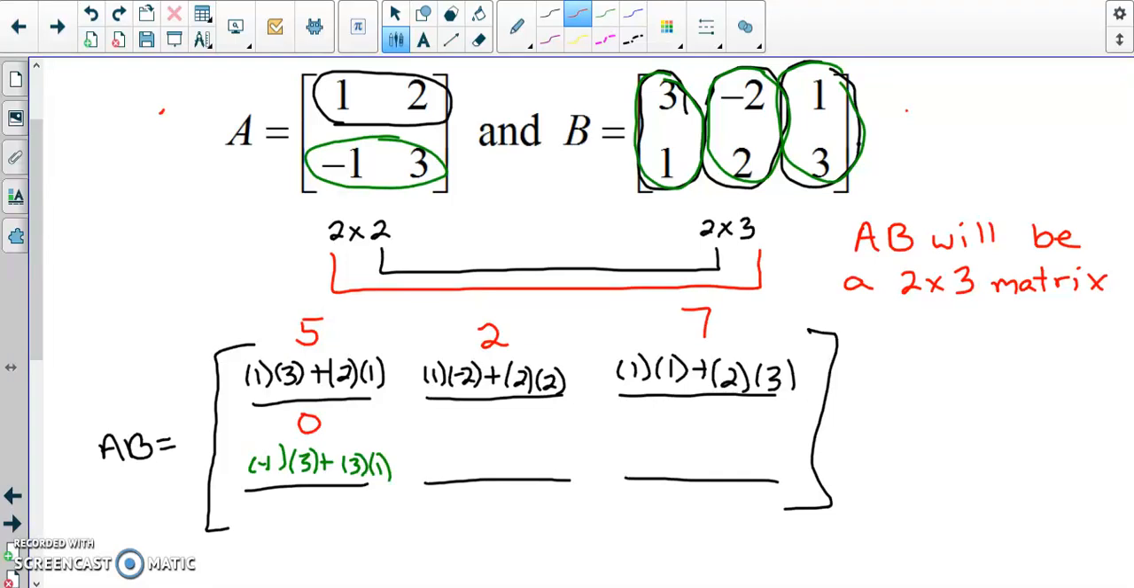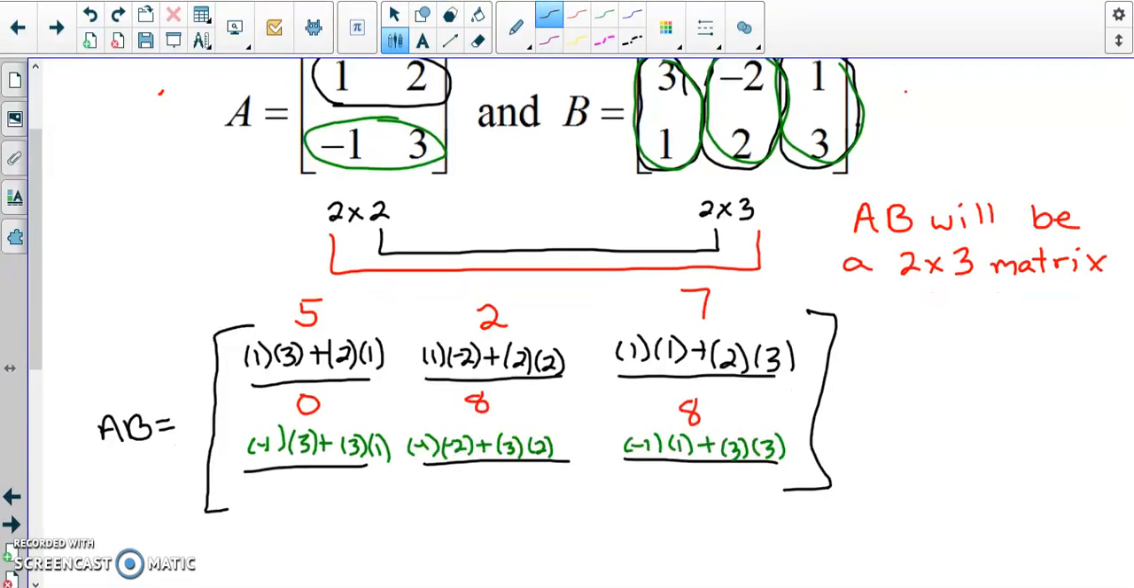I'm going to pause it here, and I'm just going to fill out the other 2. Same idea, just to save a little bit of time. And then I'll come back after I fill those in. So let me pause this for a second. Okay, so we just went through and we did row times column, second row times second column, second row times third column, and we got an 8 here and we got an 8 here.